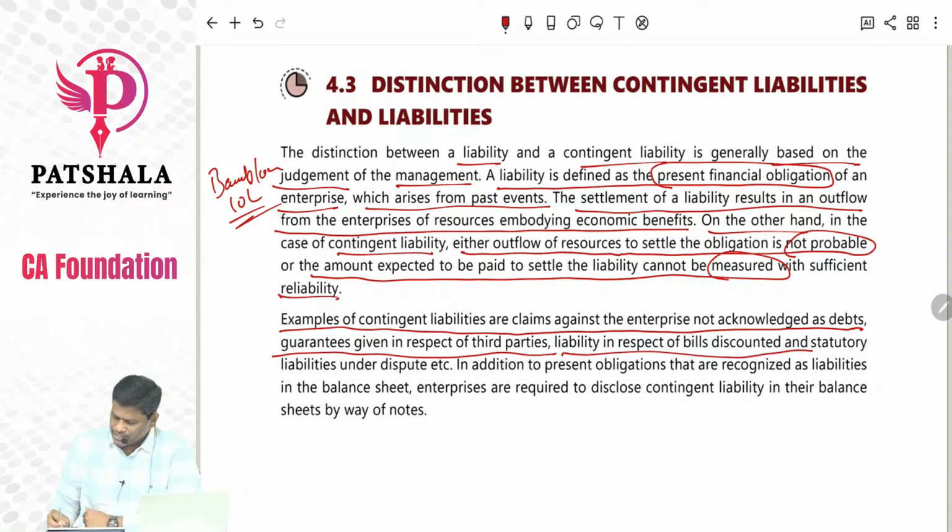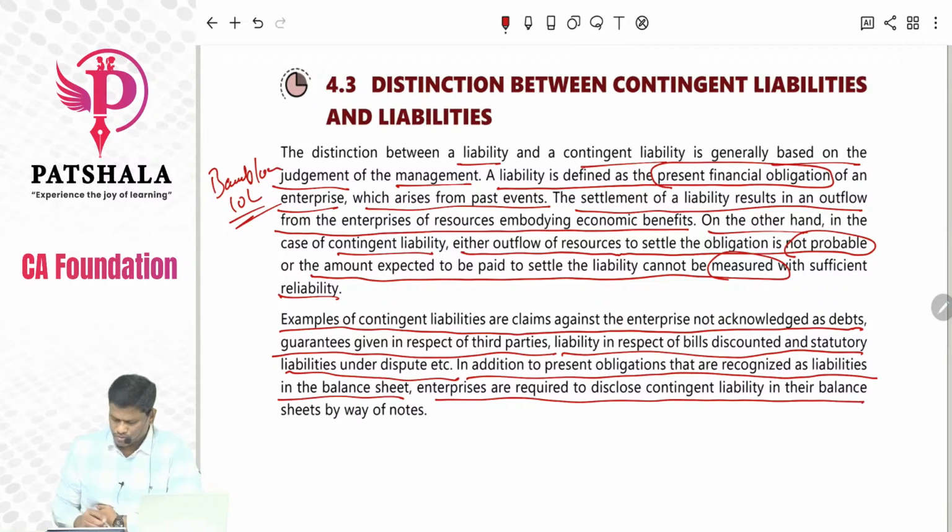Liability in respect of bills discounted and statutory liabilities under dispute. In addition to the present obligations that are recognized as liabilities in the balance sheet, enterprises are also required to disclose by way of, okay, last point.